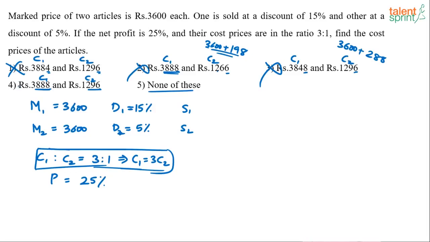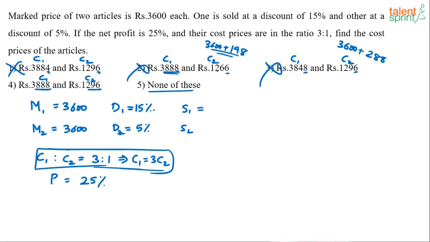And check. How do you do that? I think now also nothing can be done because these options are cost prices. There is no condition on cost price other than C1 is to C2 equals 3:1. Maybe you can find out the total cost price, take 25% profit and find out that total selling price to see if it is matching or not. But what I was trying to explain is how to eliminate options. Some options can be eliminated. The process I have explained.